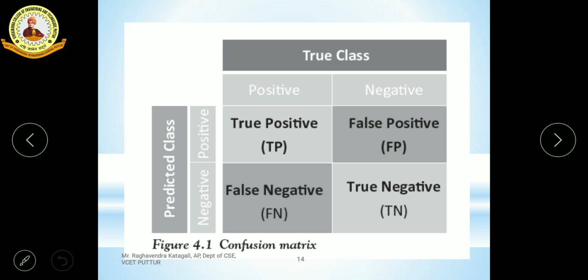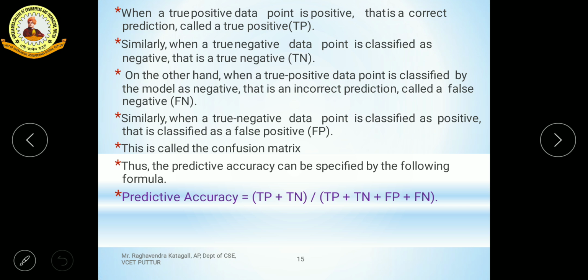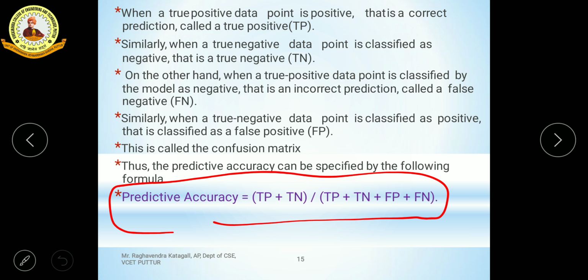Then predictive accuracy according to the confusion matrix is what? It is TP plus TN divided by the sum of all these things. TP plus TN, which is equal to correct predictions, right, divided by the sum of all these numbers, that is TP, FP, FN and TN. Okay, so this is one measure. Whatever I have explained is in this slide. This is one measure to calculate predictive accuracy.